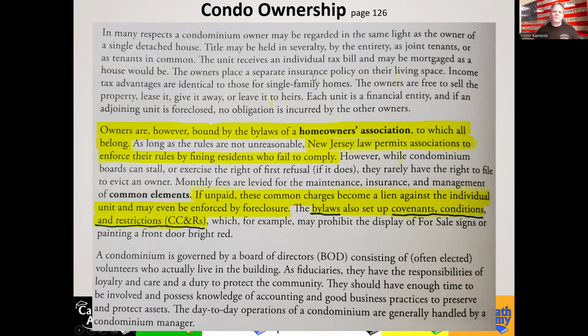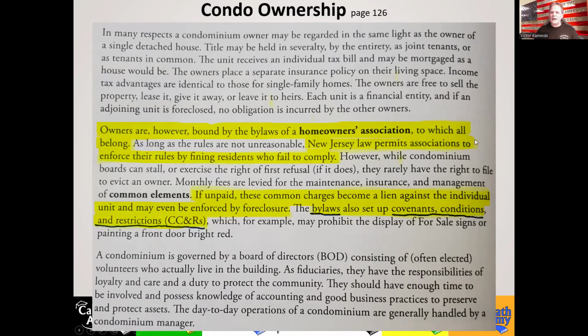The owners place a separate insurance policy on their living space, and income tax advantages are identical to those of single-family homes. The owners are free to sell the property, lease it, give it away, or leave it to their heirs. Each unit's a financial entity, and if an adjoining unit is foreclosed, no obligations are incurred by the other owners. Owners are, however, bound by the bylaws of the homeowners association to which all will belong.